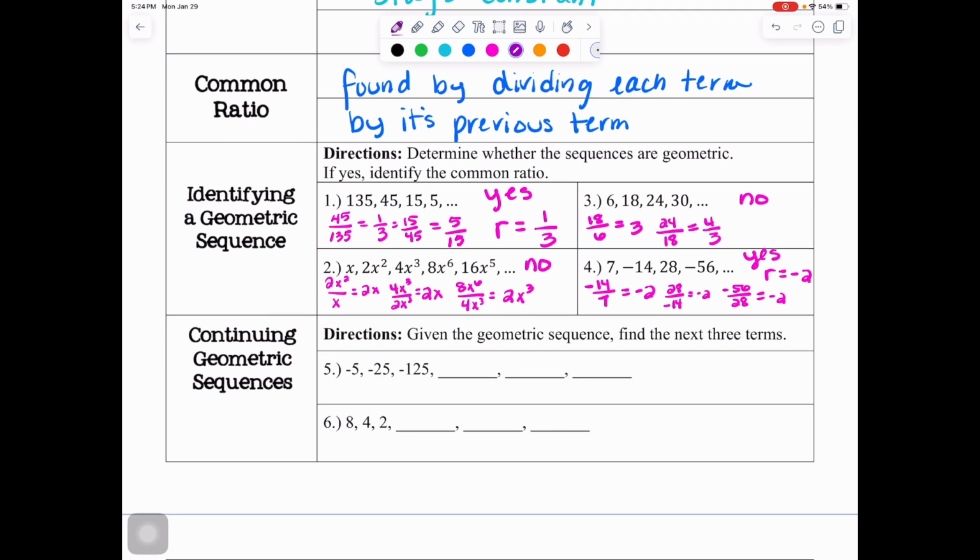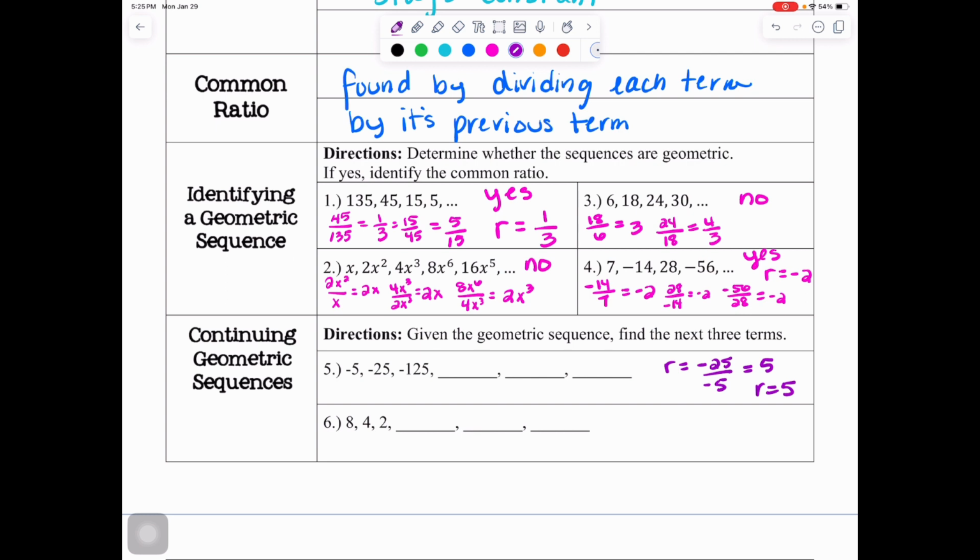So continuing geometric sequences. It says, given the geometric sequence, find the next 3 terms. So I've got to figure out what's going on. I already know it's geometric, so I know there's a common ratio. So I just have to find it. I find the common ratio by taking a term, negative 25, and putting it over the term that came before it, negative 5. So negative 25 over negative 5 would be 5. My common ratio is 5.